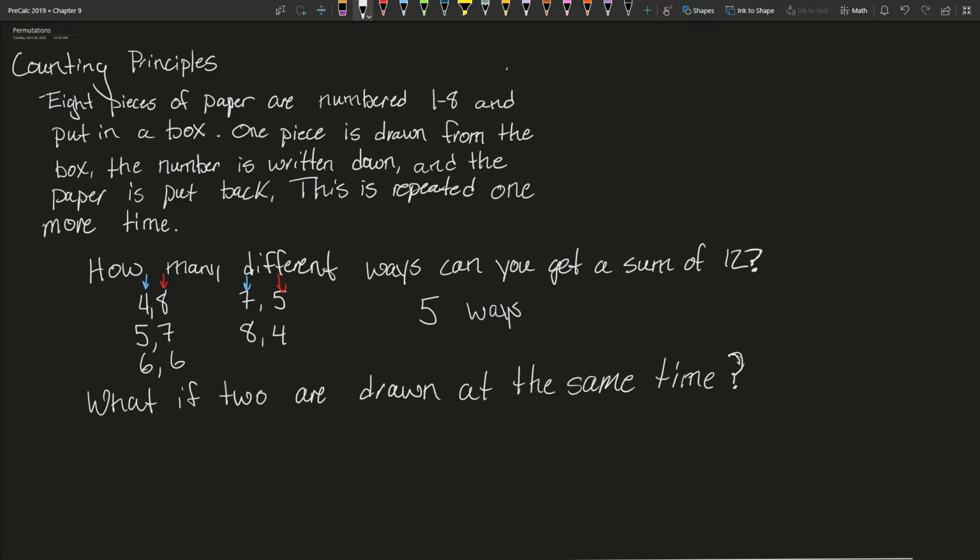So overall, there are 5 ways to get the sum of 12 given the scenario, right? And in the second example, I ask, what if the two numbers are drawn at the same time? So there's no replacement. Do you have to write down 6 and 6 again? We don't have to write down 6 and 6 again because there's only really one way to get it, and that's if we draw 6, put it back in, and then immediately draw it again. That's kind of the same. That's the same role, if you want to call it that.